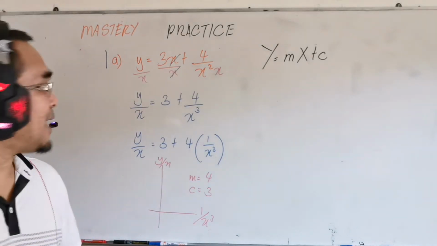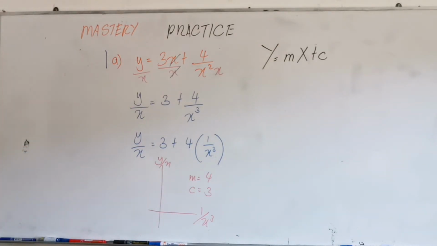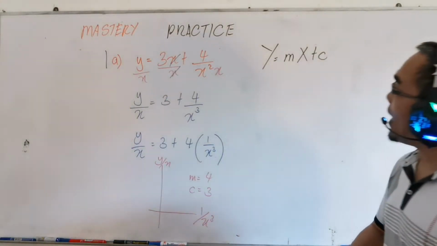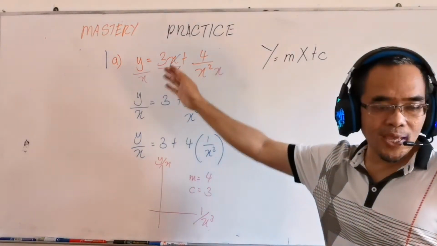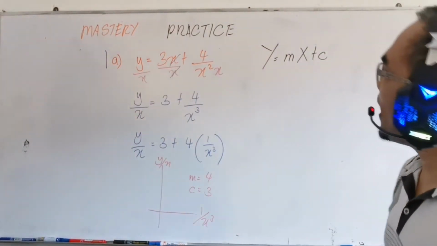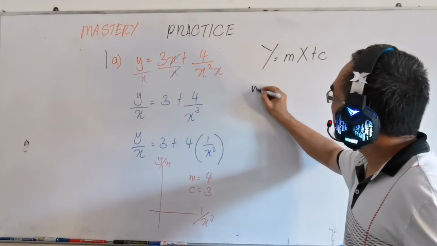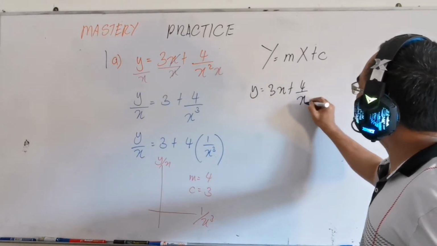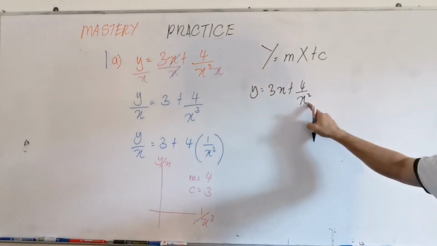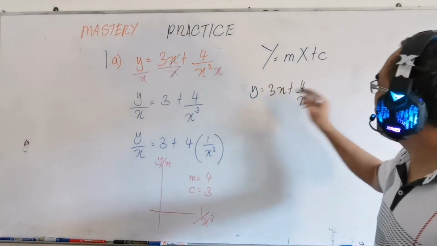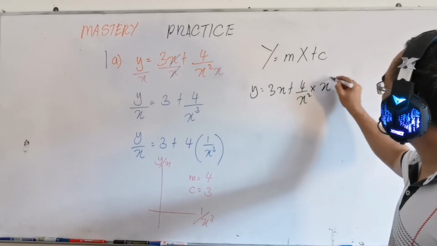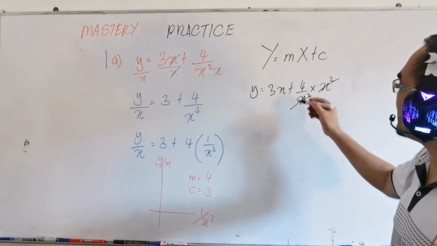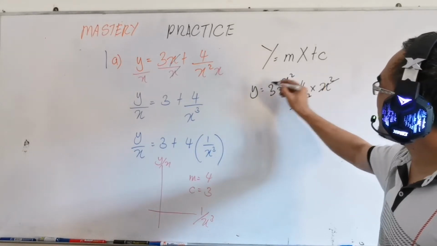So what is the other method, the alternative? Just now we eliminated the x on that side. In 3x plus 4 over x squared, can we eliminate this x squared? Yes, if we multiply all by x squared. But make sure that you multiply everything by x squared.